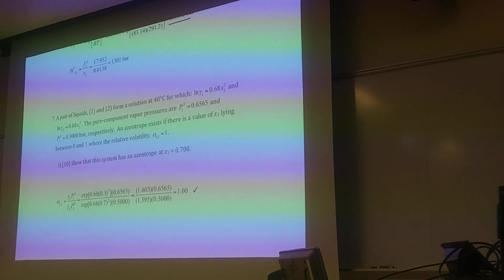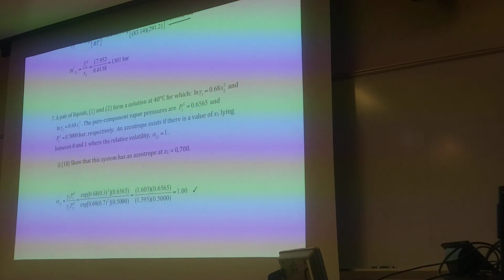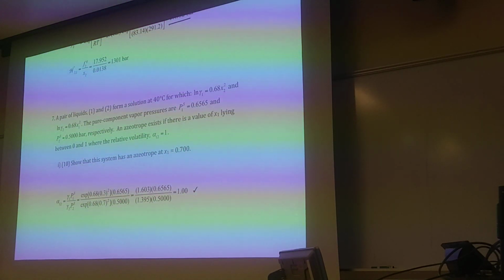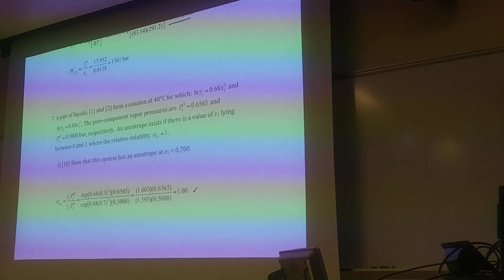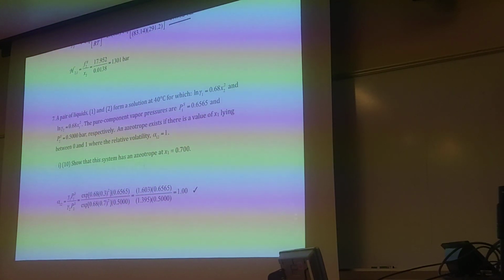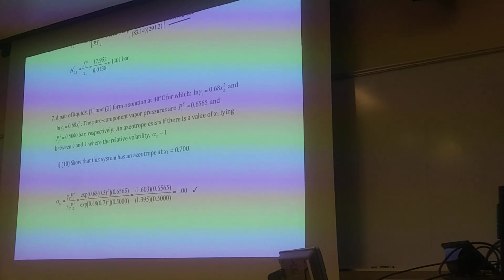Next, we've got a pair of liquids 1 and 2 forming a solution at 40 degrees C, for which the log of the activity coefficient for component 1 is 0.68 x2 squared. That would be all I really need to give you, because then you know automatically that log gamma 2 would be 0.68 times x1 squared.